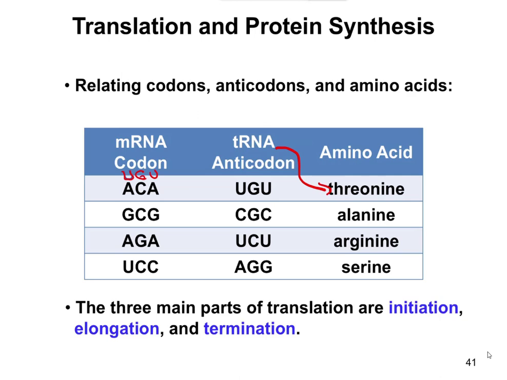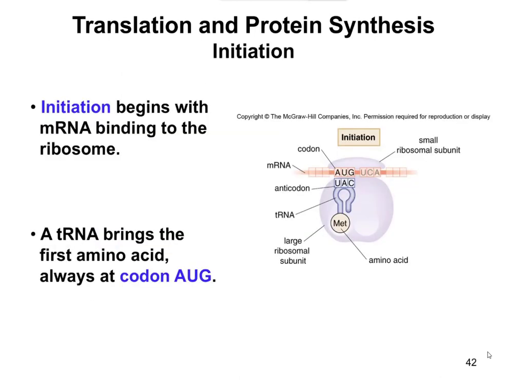Now, whenever you're undergoing translation, there are 3 main parts. There's initiation, which starts the whole thing, then elongation, and then termination. So what do we mean by these? Initiation starts when your messenger RNA binds to the ribosome. If you look here, this grayish purplish outline is your overall ribosome. That's going to be the area where the protein synthesis occurs. The messenger RNA is in the peach color here.